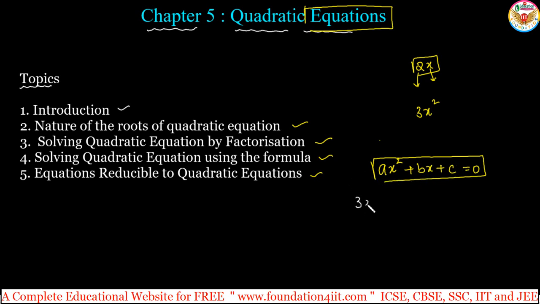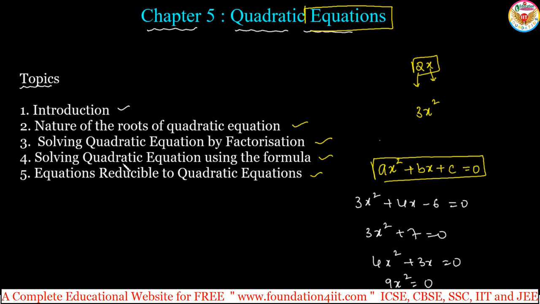Like 3x square plus 4x minus 6 is equal to 0, or 3x square plus 7 is equal to 0. According to the statement, an equation with one variable in which the highest power is 2. The highest power is 2 in this, here also 2 it is. Even if I write 4x square plus 3x is equal to 0, or just 9x square is equal to 0, we can consider these. The highest power must be 2, and these are the quadratic equations.